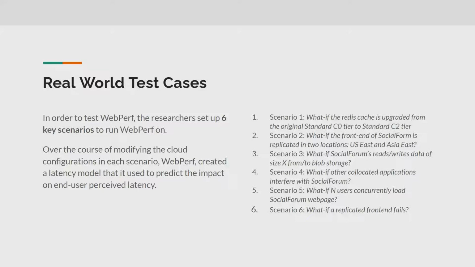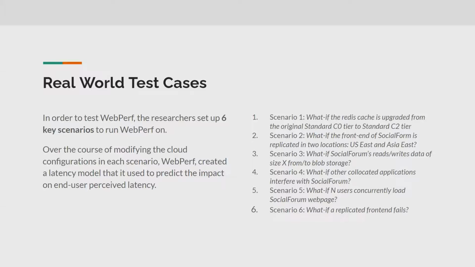So these 6 scenarios that they created for the first web app, called Social Forum, which is kind of like a Twitter or Facebook clone. The first scenario is modifying the Redis cache tier from C0 to C2. The second one is modifying the locations of the front end, so having it in US East and Asia East.